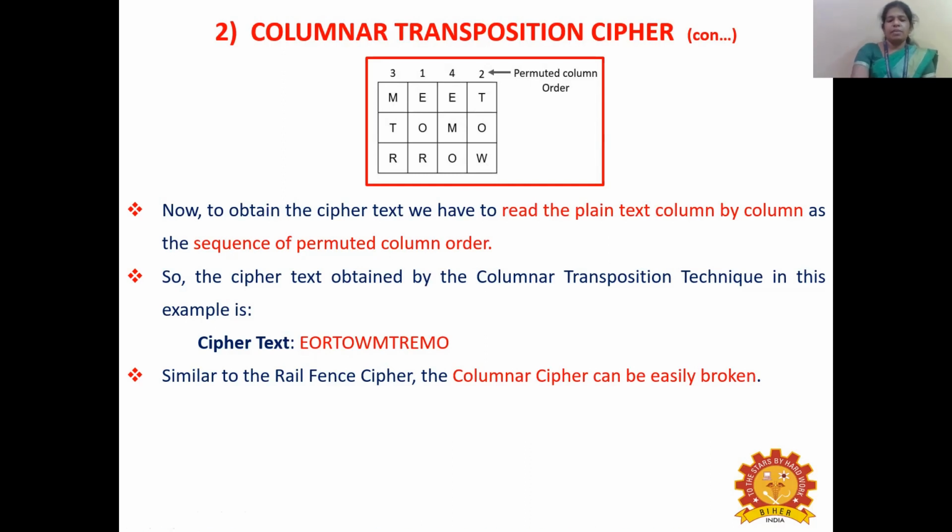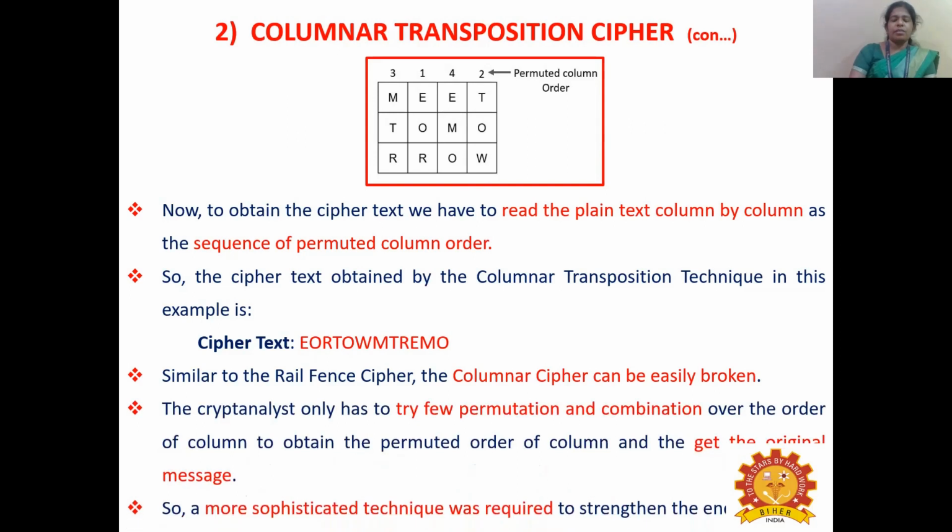In the previous video, we saw the rail-fence cipher. As I already told, the main disadvantage of the rail-fence cipher is that it can be easily broken by hackers. This is also easily breakable by the cryptanalyst. This is the main disadvantage of the columnar transposition cipher. But compared to the rail-fence cipher, it's a bit complex, but it is easily broken.